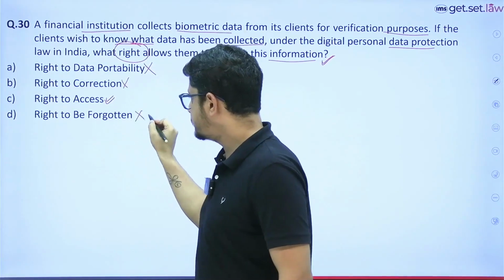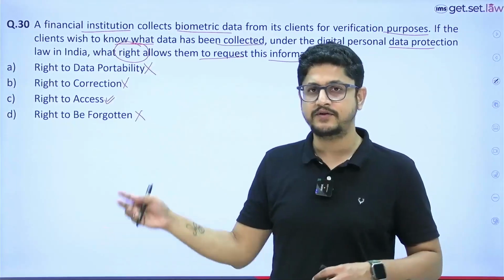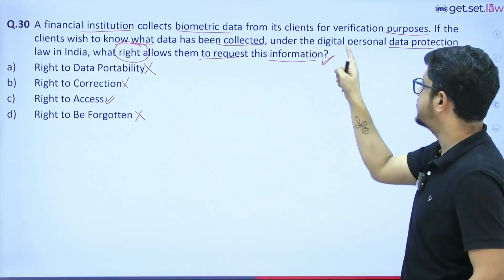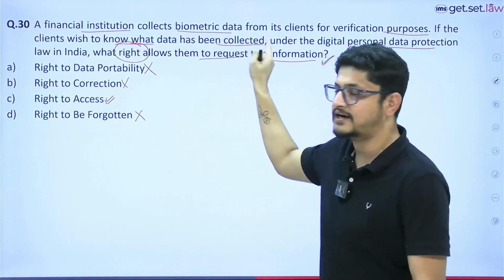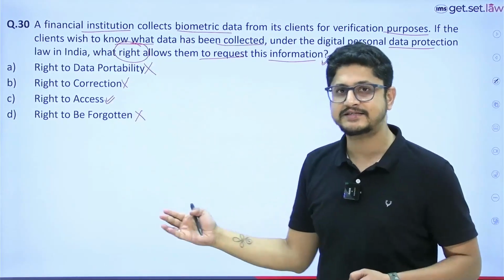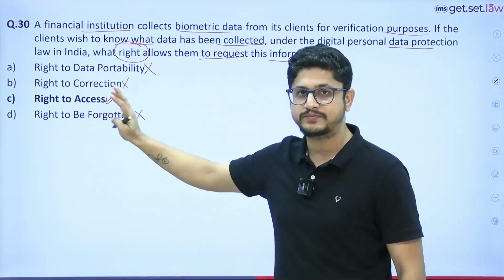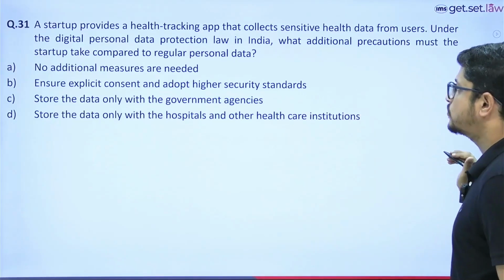Right to be forgotten. This is again a right which is being given, but in this context, under digital protection, they want to know whether the data has been collected or not. That means the accessibility part is what it talks about, and that is where option C becomes the right answer. Let's go to question number 31.